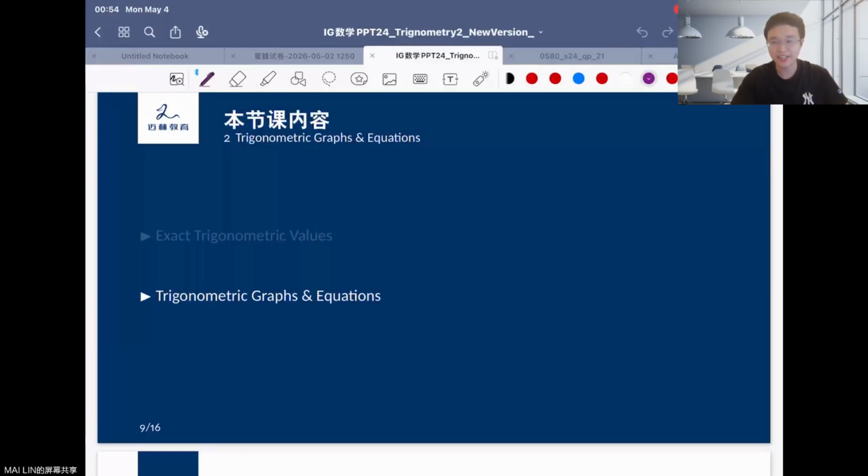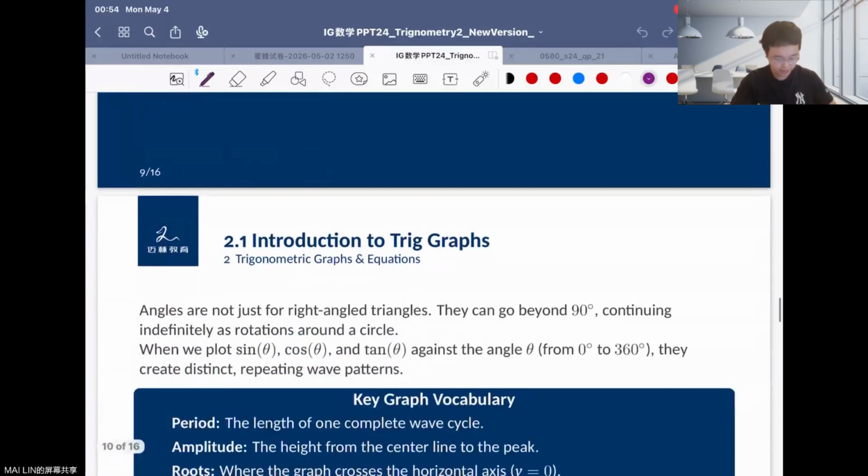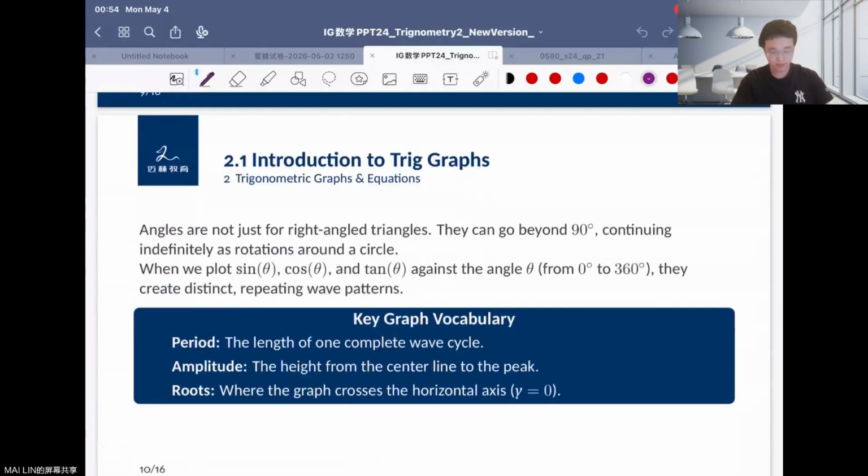Okay, hello guys. Today our topic is about trigonometric functions and equations. So let's move to the first part, the introduction to the trigonometric graphs. We can try putting different theta values into sine, cosine and tangent, and then you'll find different values.